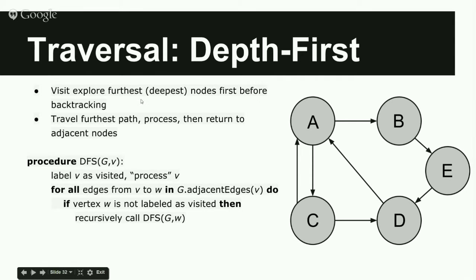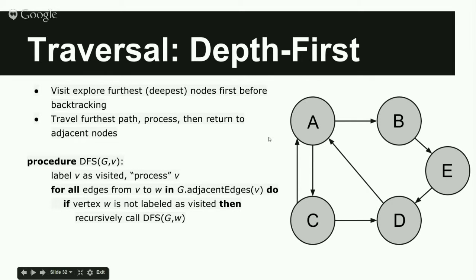So the algorithm is to explore the furthest or deepest nodes first before you backtrack and go to the next path in the graph. So we're going to go through this. Hopefully the recursion, I've tried to illustrate it so that it'll be a little bit clearer, but if there's any questions, I've got Slack open. We've got the Google chat open, so if there's any questions or you need me to slow down, please let me know.